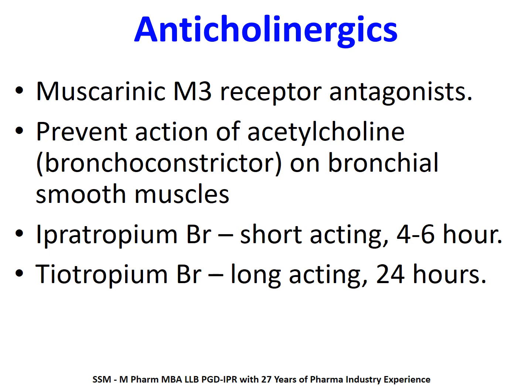Next category is anticholinergics. These are basically muscarinic M3 receptor antagonists, and they prevent action of acetylcholine, which is a bronchoconstrictor on bronchial smooth muscles. Examples include ipratropium bromide, which is short acting with 4 to 6 hours duration of action, and tiotropium bromide, which is long acting, having 24 hours of duration of action.